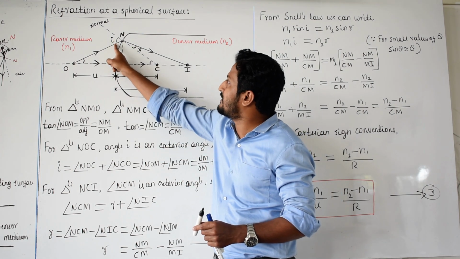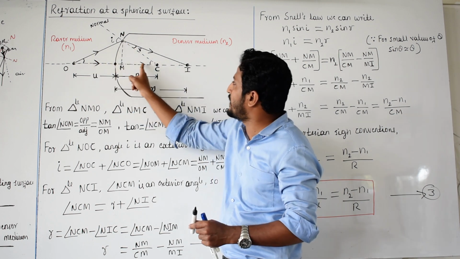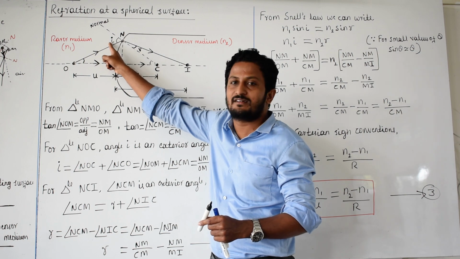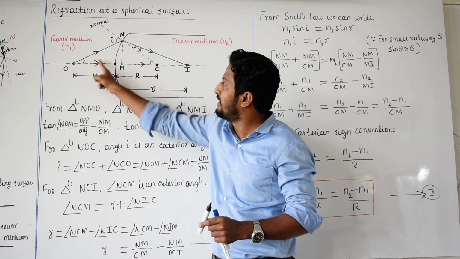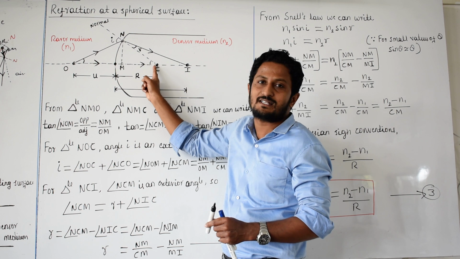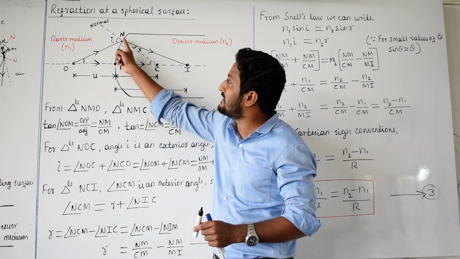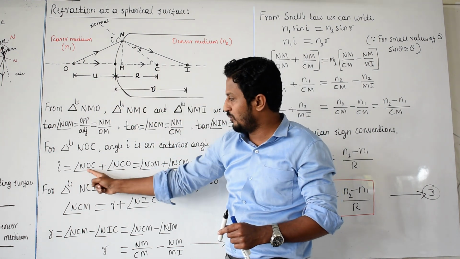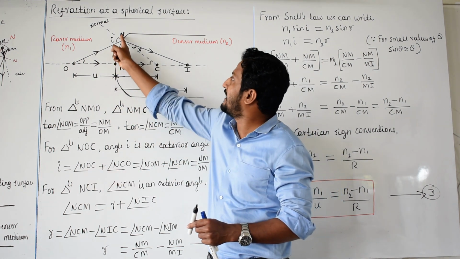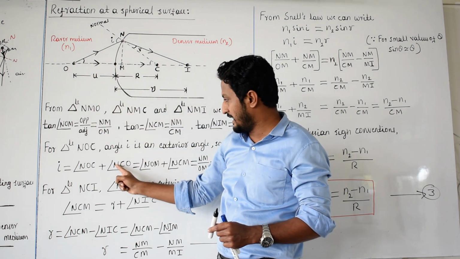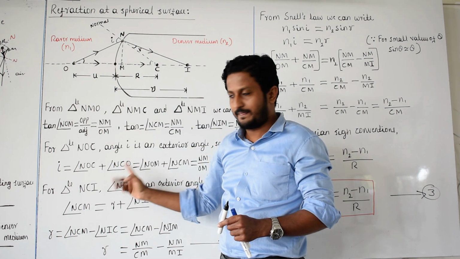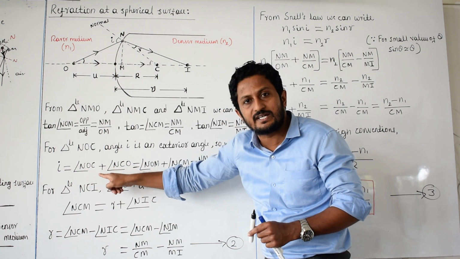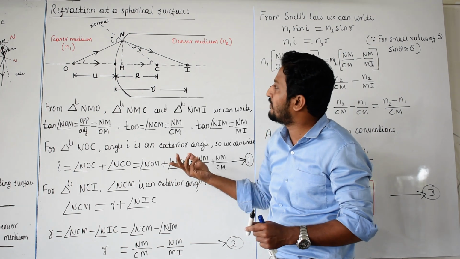Opposite means these two angles. That exterior angle is equal to the sum of the opposite interior angles, that is, angle NOC plus angle NCO. Getting it? In place of NOC, I have written NOM. Why? You look here.